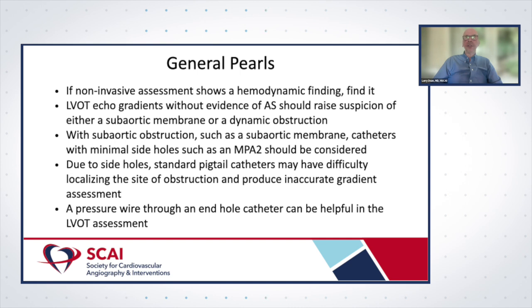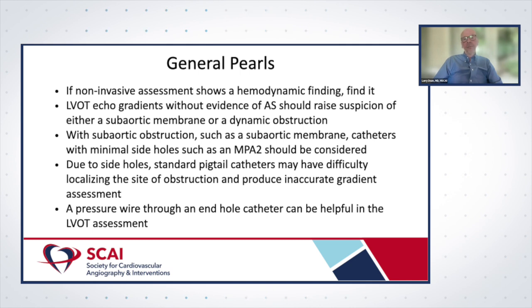I think that with this subaortic obstruction, like this membrane, as I mentioned a moment ago, minimal side holes, an MPA2 or even a 1, a straight catheter, you can put it over a wire, as Guru was talking about, or over a pressure wire as well, and then do a very precise pullback. That might have helped in this case. It's hard to speculate because this is a very flexible membrane, which is unusual, as we've already pointed out.